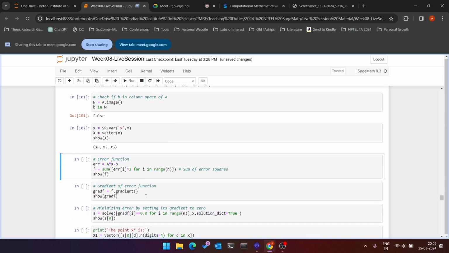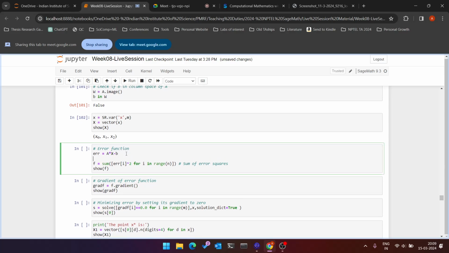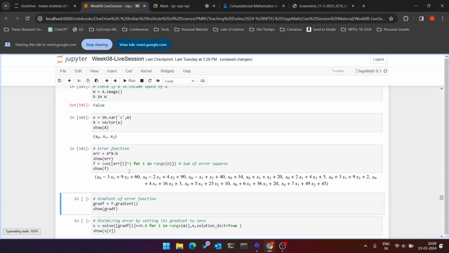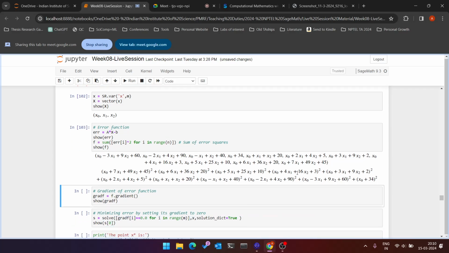To do so, we'll be using the least square approach itself, wherein we'll be defining error as A into capital X minus b, and function f as the sum of the square of error of each individual term. So my error should have 11 terms, whereas my f should have the square of 11 terms together. So this is how it looks like.